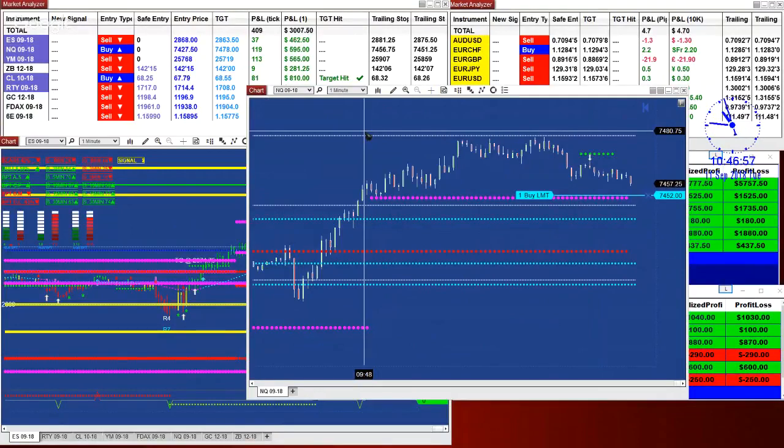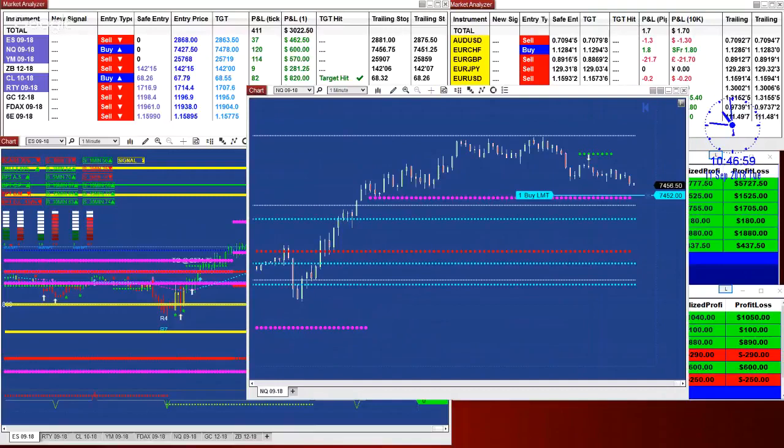I think I'm having a problem with NT8. I don't know. Okay, 52 entry buy. You're very welcome to follow on the sim with it.